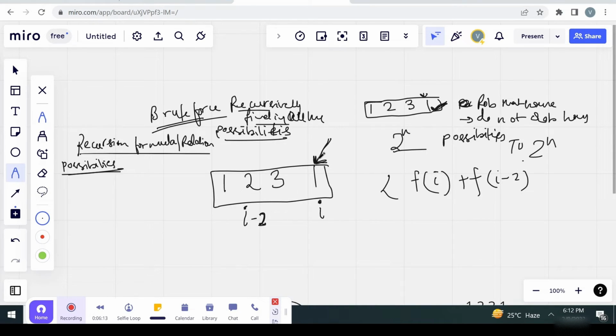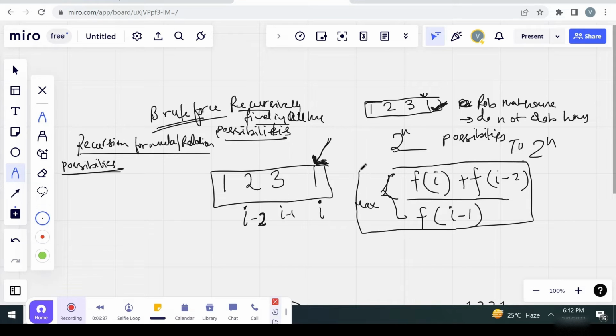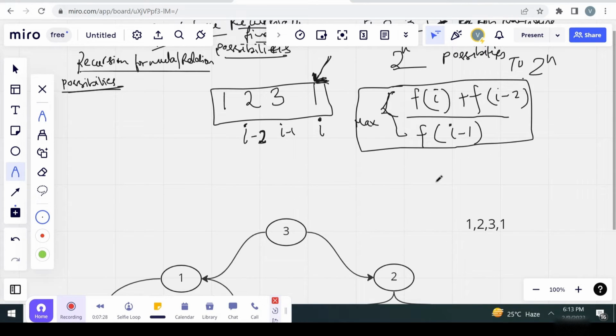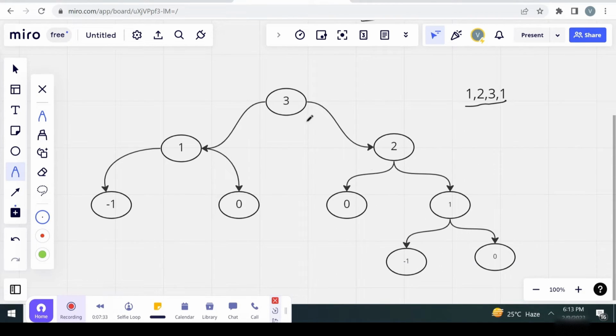Second possibility, if I do not rob I, I can rob I minus 1. So the second possibility is f of I minus 1. Now we have to take the max of whichever possibility is maximum. So this will be our recurrence relation. Now let's take the same example and draw the recurrence tree for it, to better understand the solution using brute force.